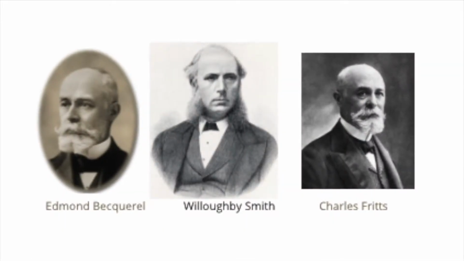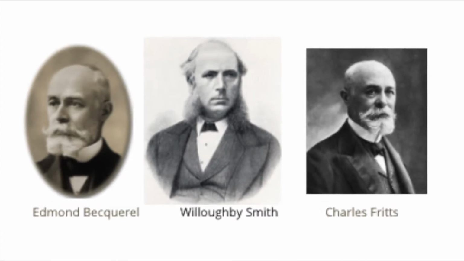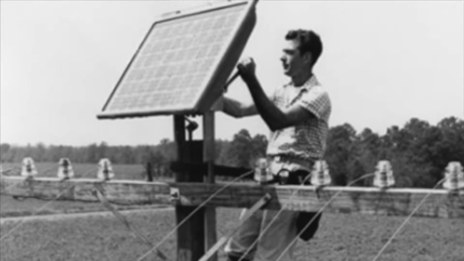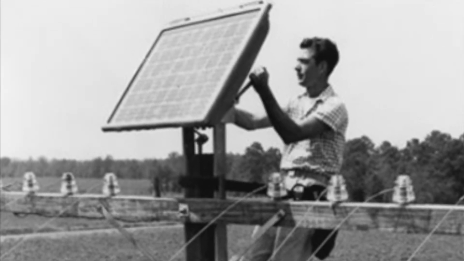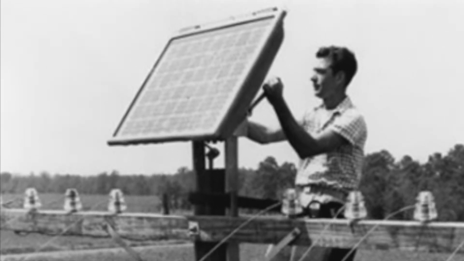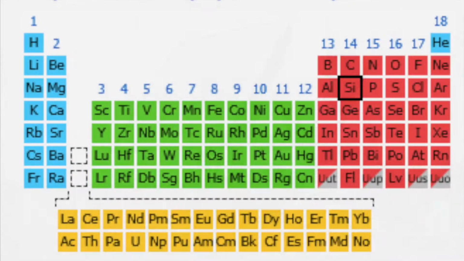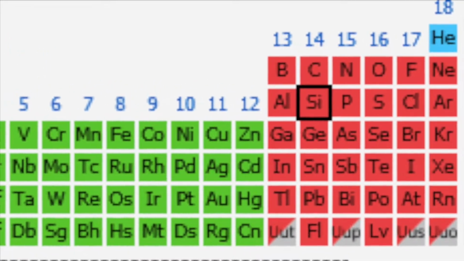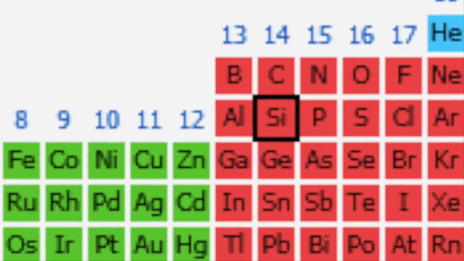Willoughby Smith and Charles Fritts also made important contributions, and in 1954, Bell Labs created the first silicon solar cell. They worked through the photovoltaic effect as well as the establishment of an electric field. While the first solar panels were made with selenium, silicon dominates their composition today, as it is found to be around 5 times as efficient.